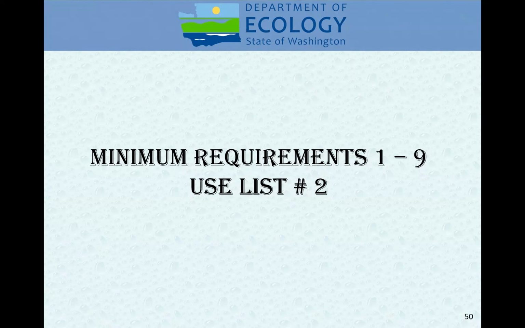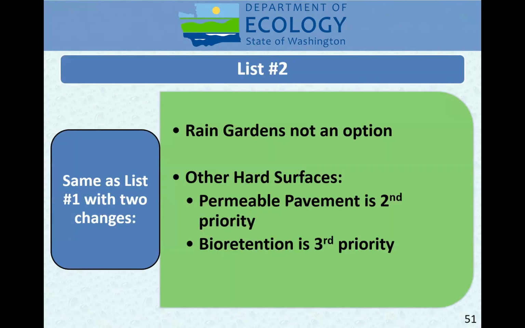If you have to do minimum requirements 1 through 9, you need to use list number 2. And why do we change lists? Well, because if you're doing 1 through 9, you have to do treatment on the site. 1 through 5 doesn't include treatment. 1 through 9 does include treatment, and we can't let you not do treatment under minimum requirement number 5. If you're installing something that's putting water into the ground without treatment, we can't let that happen if you have to do treatment for minimum requirement 6 through 9.